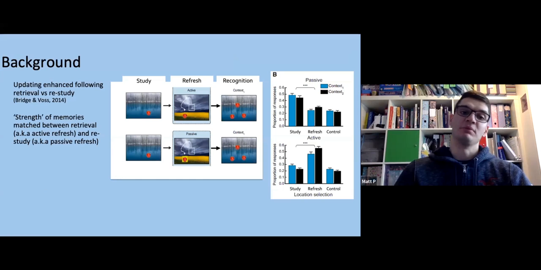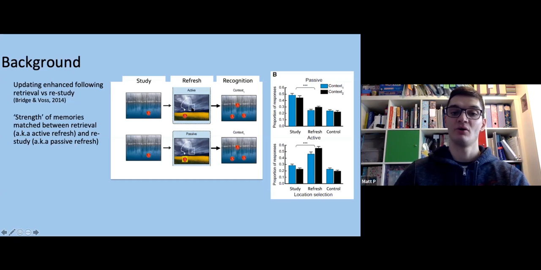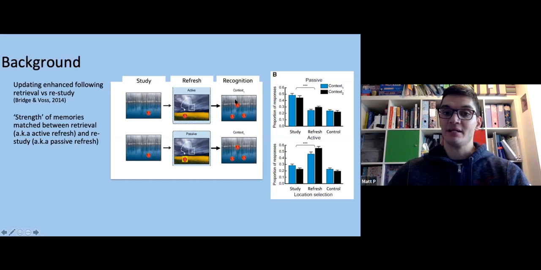To overcome this problem, the study that my experiments are based on is a study from Bridge and Voss in 2014. In their paradigm, they had two blocks of tasks. In the first block, participants did a study phase where they just learned the location of objects on a screen. They then completed an active refresh task, a cued recall task where objects were presented in the middle of the screen, and the participants had to actively recall and drag the object to a location they thought they remembered from the study phase. After that, they did a recognition task.